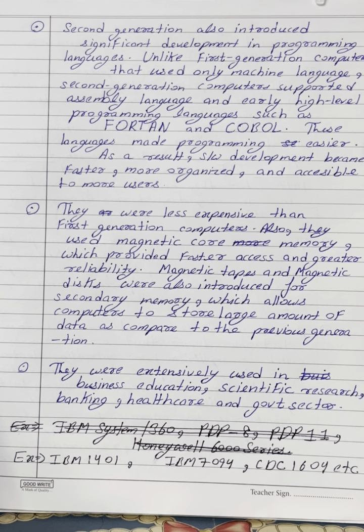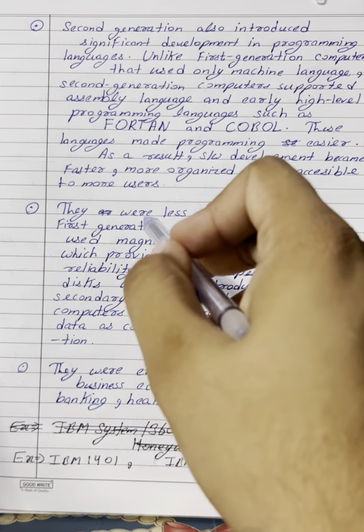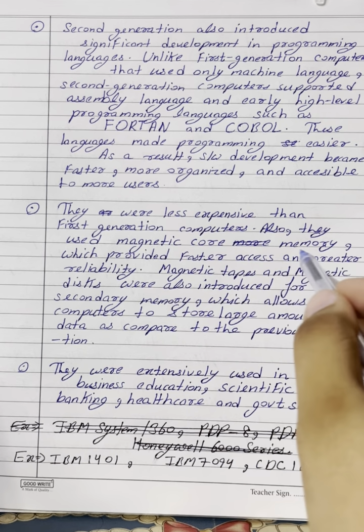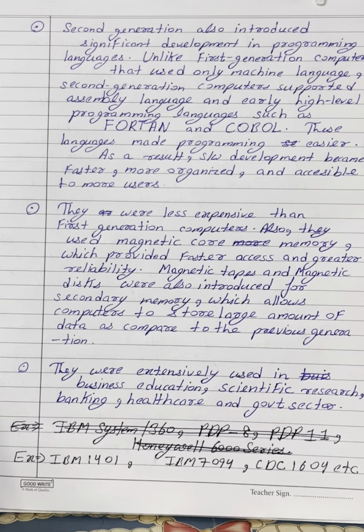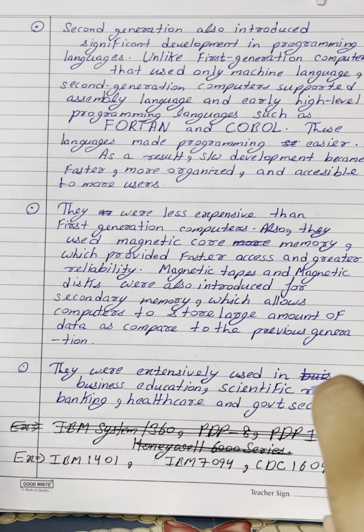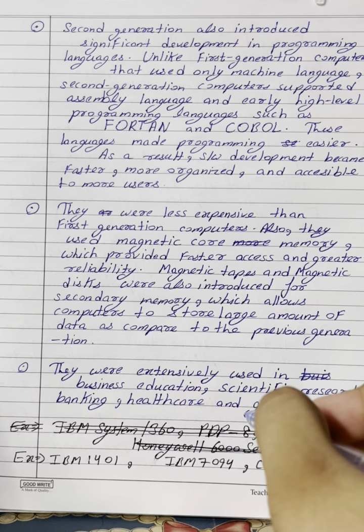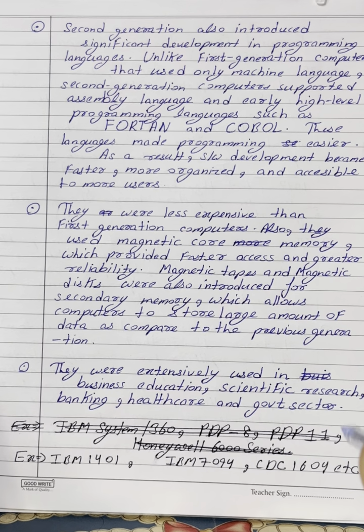Apart from that, these generation computers were less expensive than first generation computers. Also, they used magnetic core memory, which provided faster access and greater reliability. Magnetic tapes and magnetic disks were also introduced for secondary memory, which allowed computers to store a large amount of data as compared to the previous generation. Also, they were extensively used in business, education, scientific research, banking, healthcare, and the government sector. And these are some examples of second generation computers.